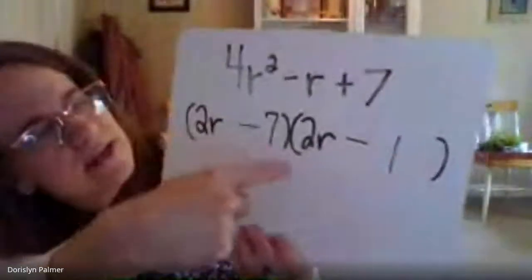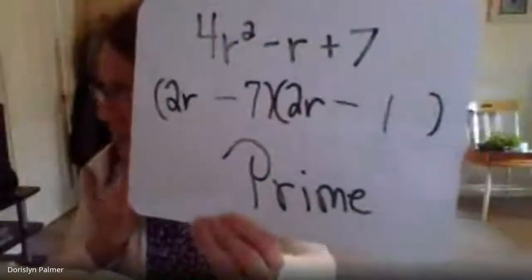What if I do 2r and 2r? 2 times 2 is 4. Negative 2 and a negative 14. Now, there's no way to factor it. It's called prime. So if you get one that you cannot factor, you write prime, meaning it can't be factored.